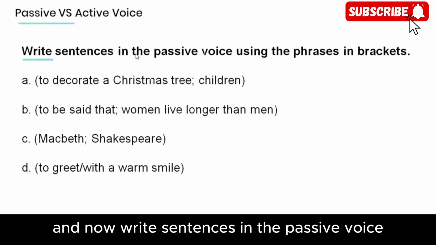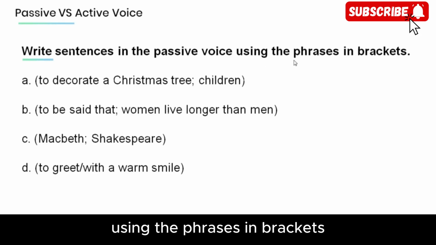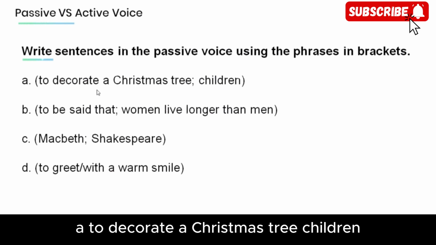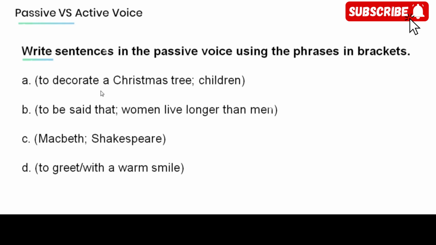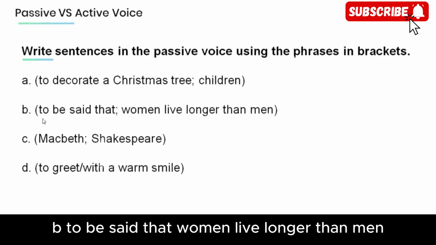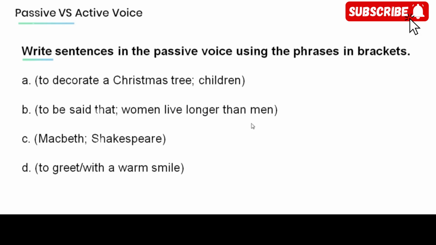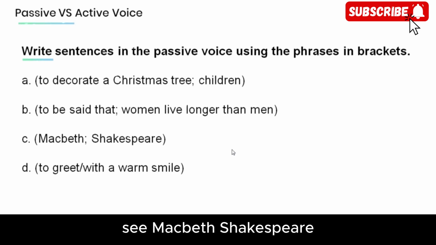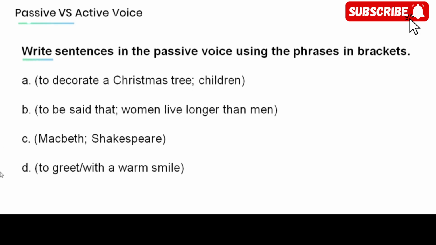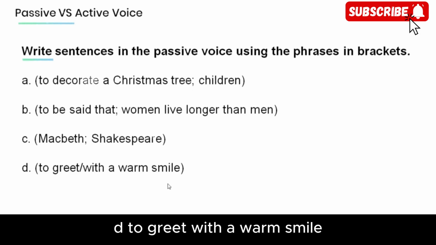And now, write sentences in the passive voice using the phrases in brackets. A. To decorate a Christmas tree, children. B. To be said that women live longer than men. C. Macbeth, Shakespeare. D. To greet with a warm smile.